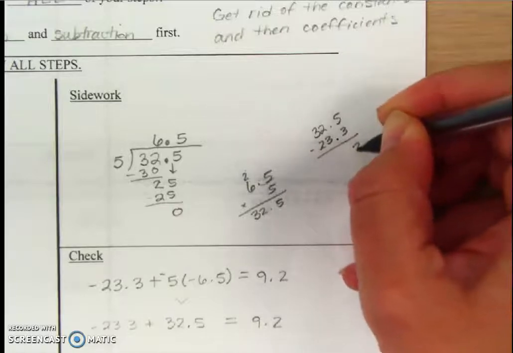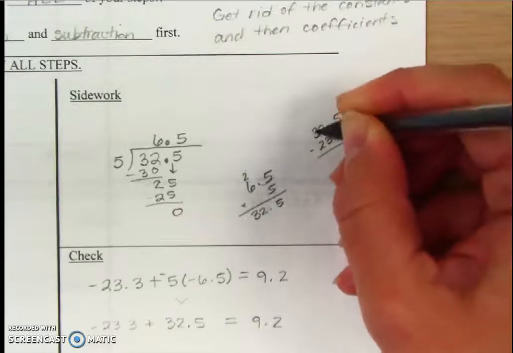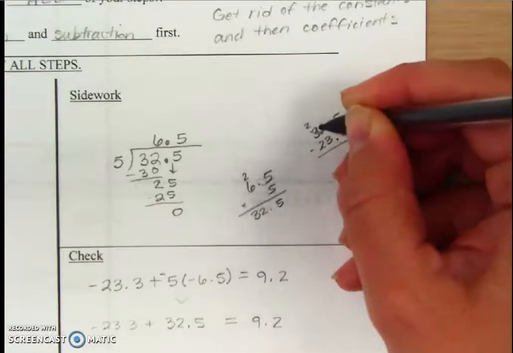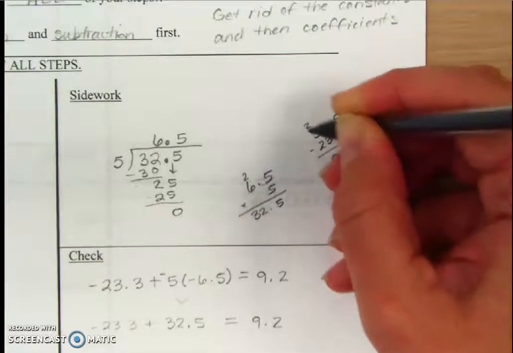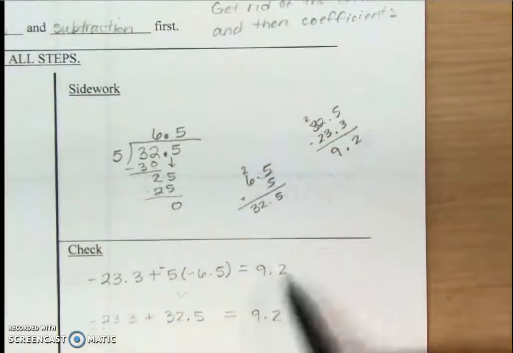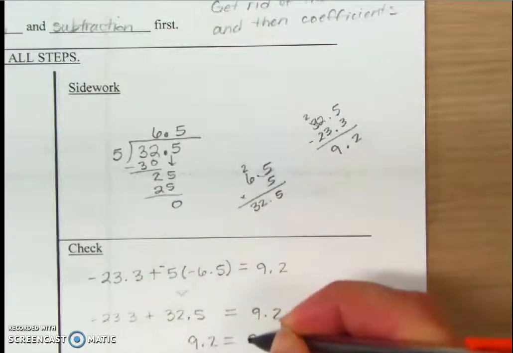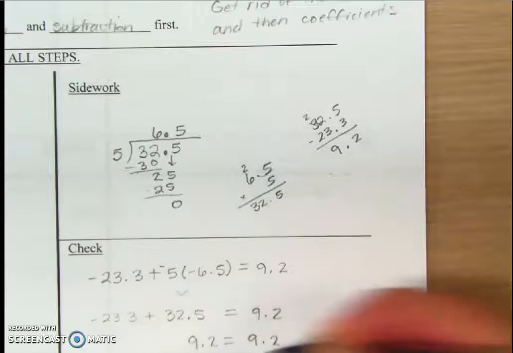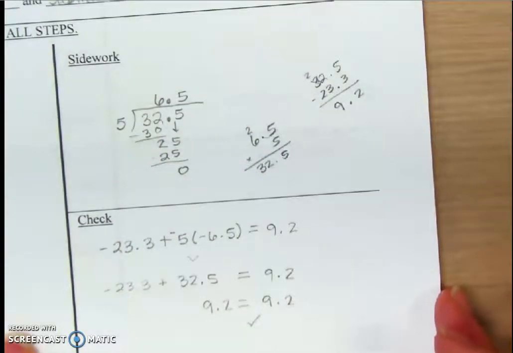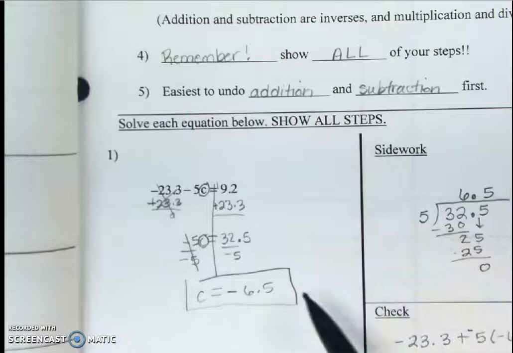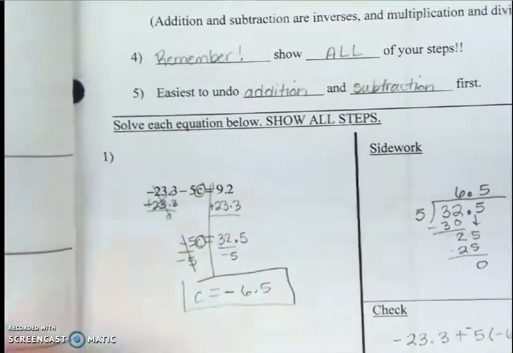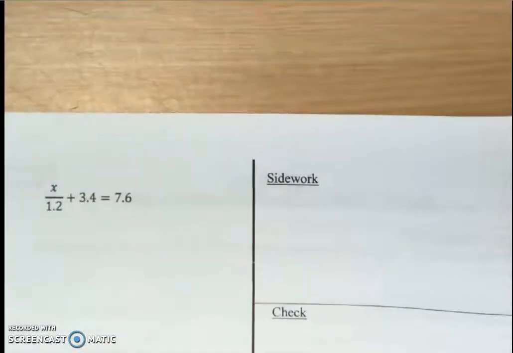5 minus 3 is 2, bring down the decimal. Let's borrow. 12 minus 3 is 9, and 2 minus 2 is nothing, and so I get positive 9.2, and yay, it came equal to the other side. So that checks out. Our answer was correct. C really was negative 6.5. All right, that's what we're doing today. Let's try a couple more.